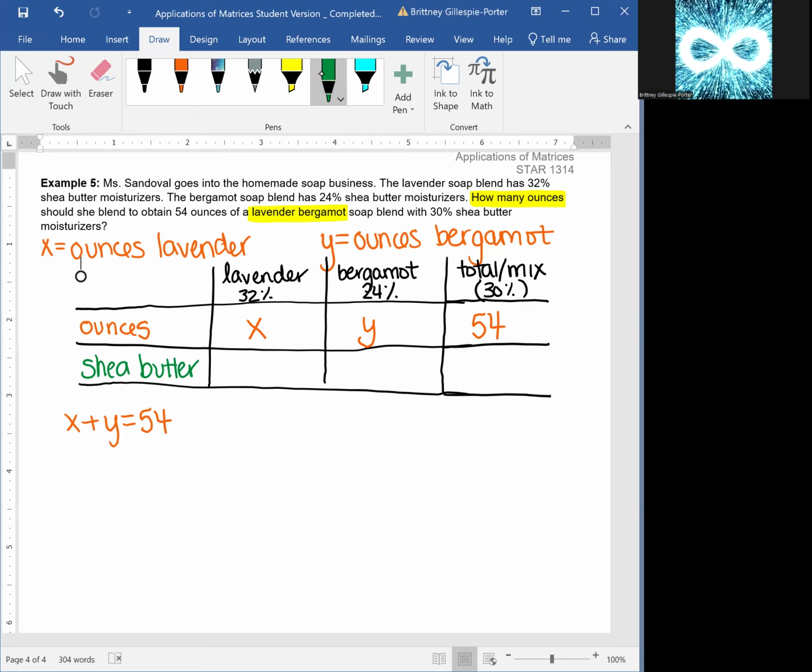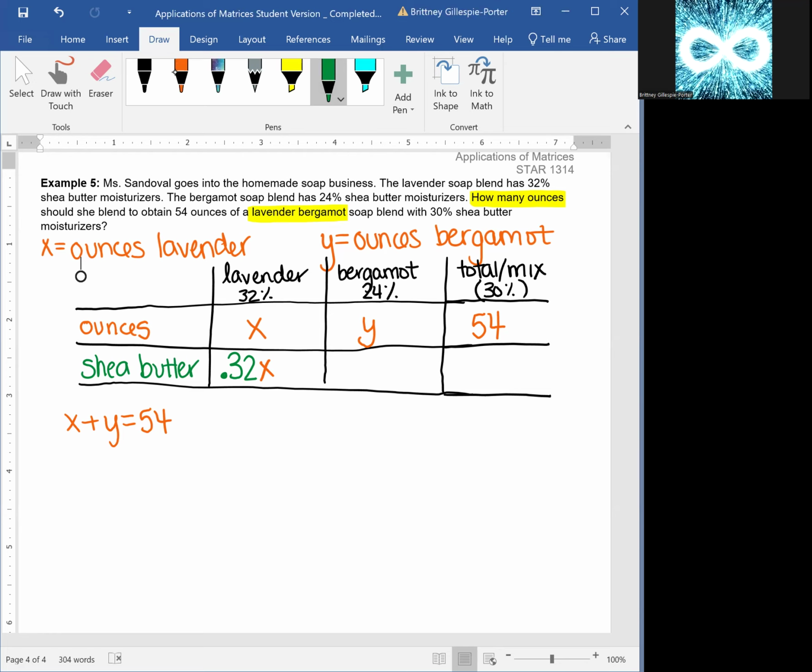Now let's talk about that shea butter. It says that the lavender soap has 32% shea butter. That means 32% of that soap is shea butter. Remember that of means times. So we're going to take our percent of our total. Remember, 32% as a decimal is 0.32, and of our ounces. So of means times our ounces, which is X for our lavender soap.